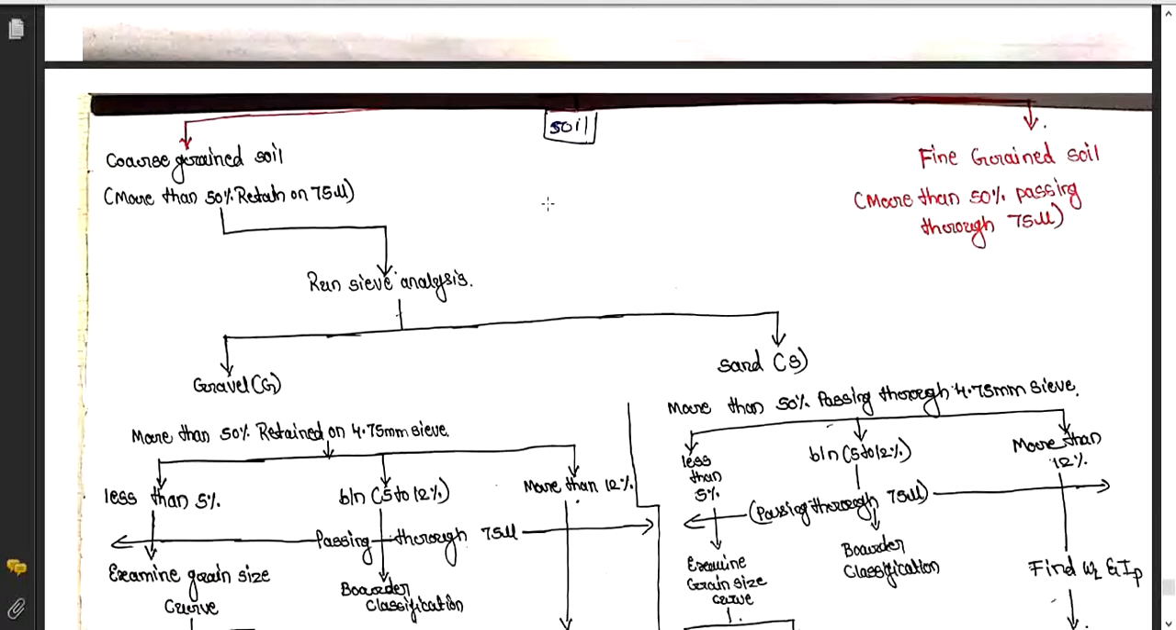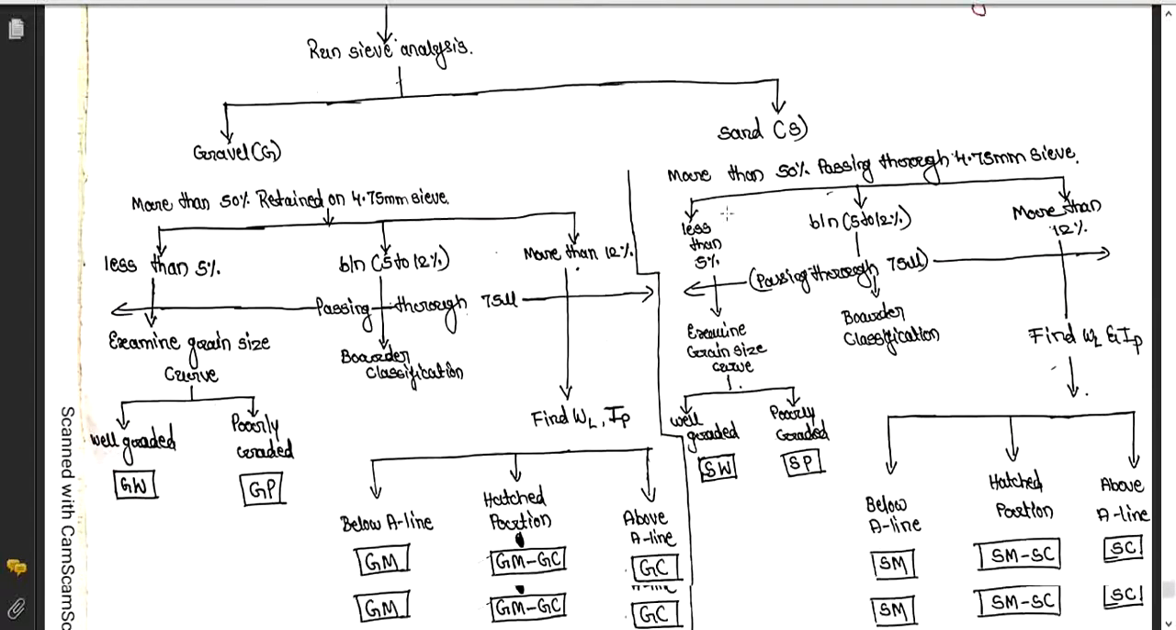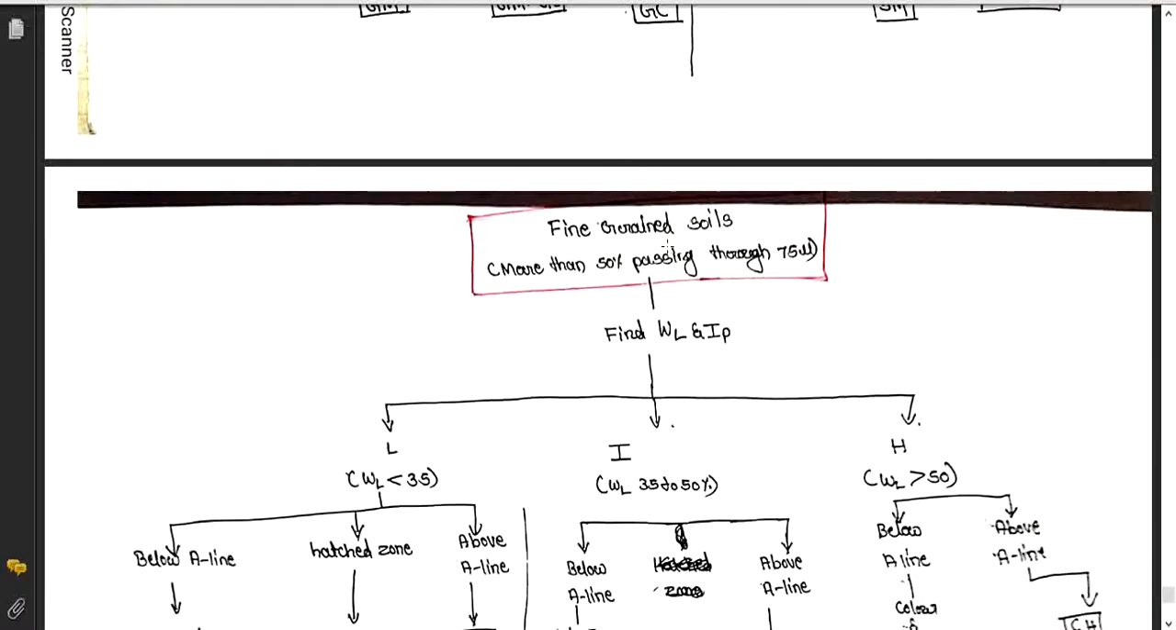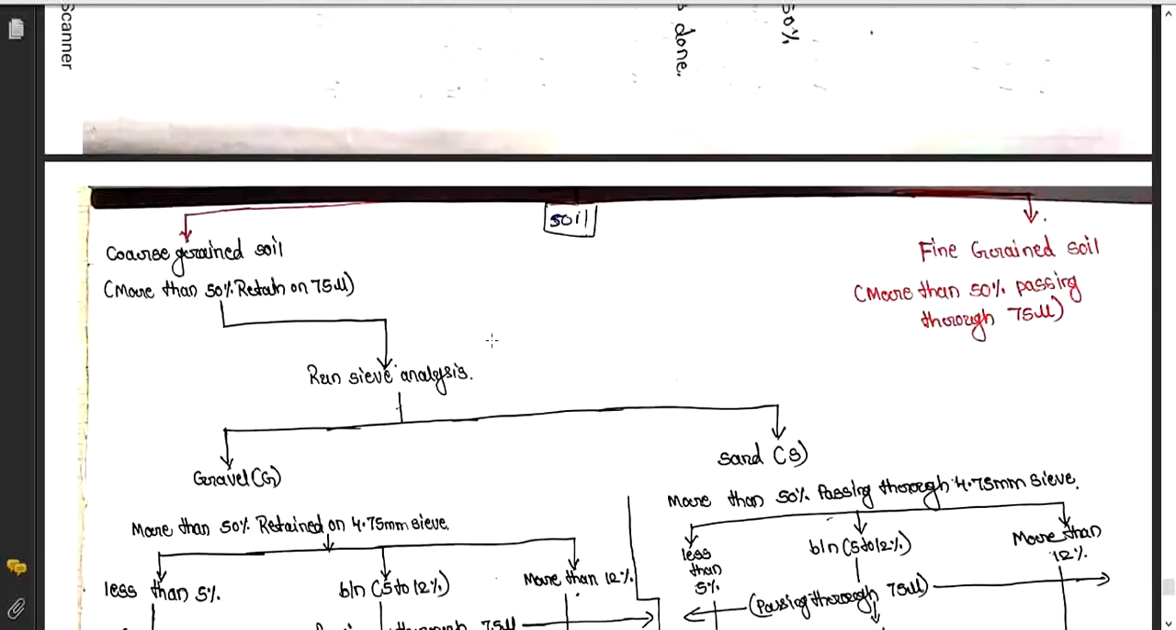So this is the case when the soil is coarse grained, meaning more than 50% is retained on the 75 micron sieve. But what is the case when it is fine grained soil? G and S are denotations for coarse grained soil. What is the case when it is fine grained soil? You can see here, I am directly taking the first case only, divided. So first, initially we have considered this.